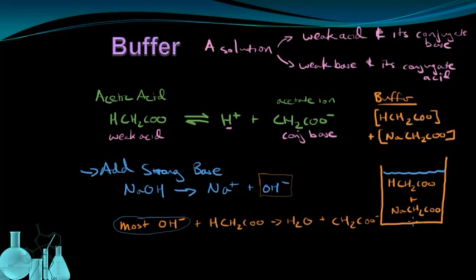So this is just one example of a buffer system. We have acetic acid and its conjugate base, the acetate ion. In your blood, the buffer that's used there is carbonic acid, H2CO3, and its conjugate base, HCO3 minus, the bicarbonate ion. So this generally describes how to create a buffer and how a buffer works to prevent changes in pH.